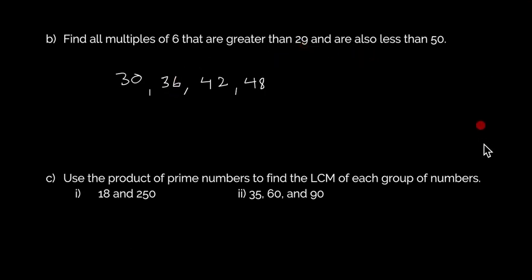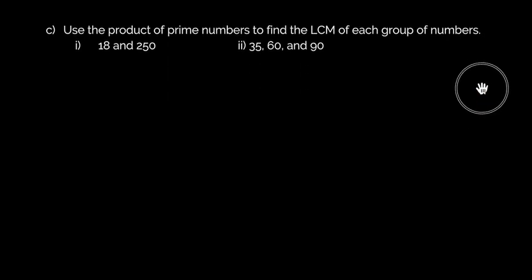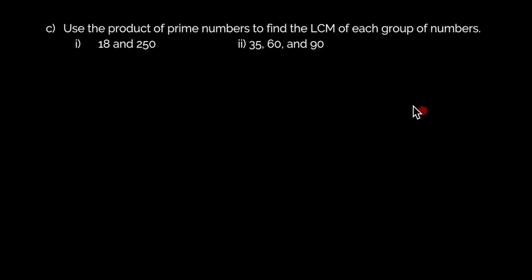Okay, and here we go. My favorite problem of the day. We are going to use the product of prime numbers to find the least common multiple of each group of numbers. So let's do the first one. Make sure I have space down here. So we'll do the first one at the top and then I'll go down and do the second one. So we're going to prime factor our numbers using the factor tree or your little division bar things. So we have 2 times 9 and 3 times 3. So 18 is equal to 2 times 3 times 3.